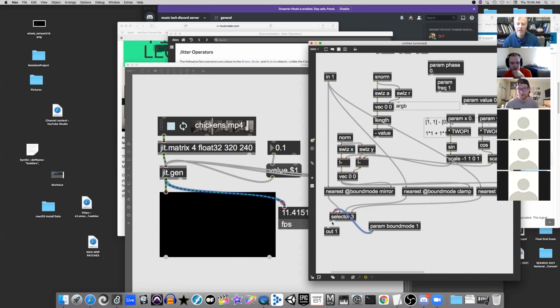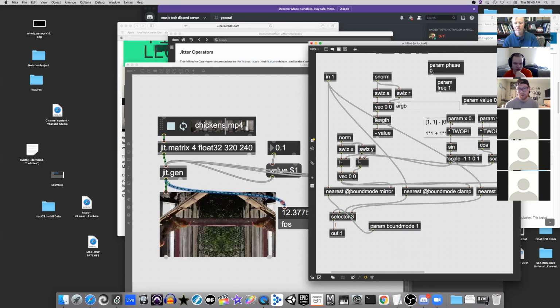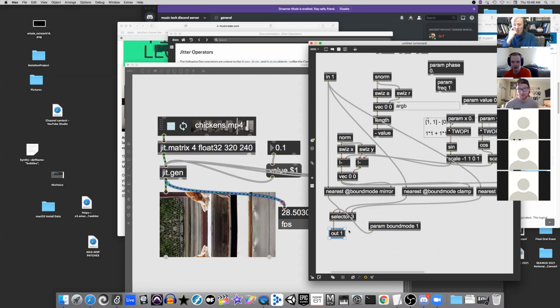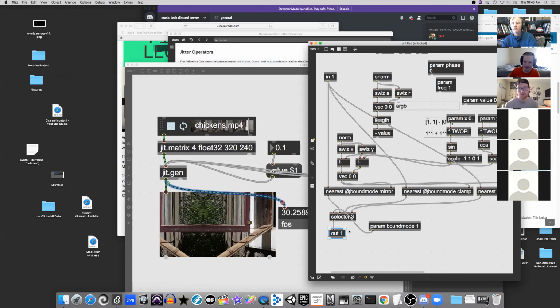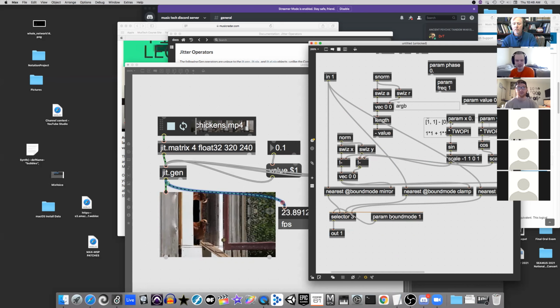Is there a reason they force you to do the parameter stuff instead of allowing you to work with numbers within Gen, like number boxes and things?